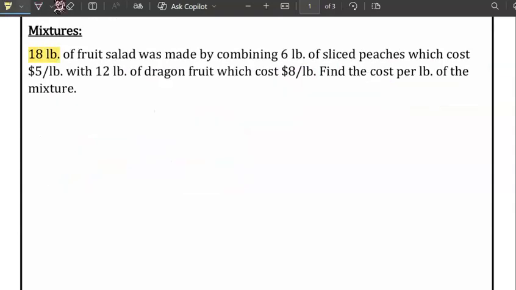Mixtures. 18 pounds of fruit salad was made by combining 6 pounds of sliced peaches, which cost $5 a pound, with 12 pounds of dragon fruit, which costs $8 a pound. Find the cost per pound of the mixture.